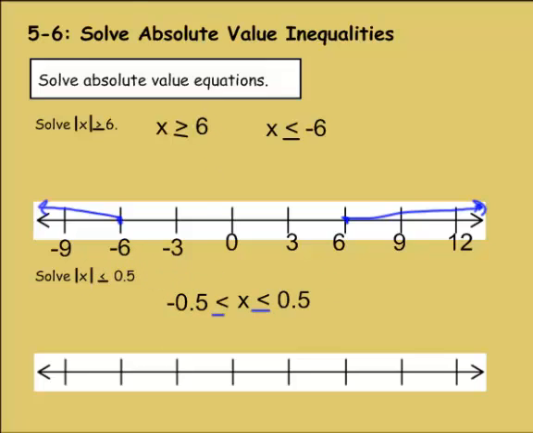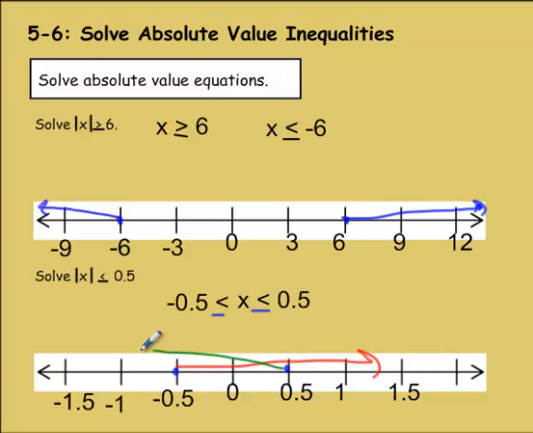So we could plot these points out. Let's do a 0 for our center. Count by 0.5. We'll do closed circles at the 0.5s. And then this arrow is going this way because x is bigger than it. And then this arrow is going this way because x is smaller than this. So here would be where our answer would be, between these 2 points.